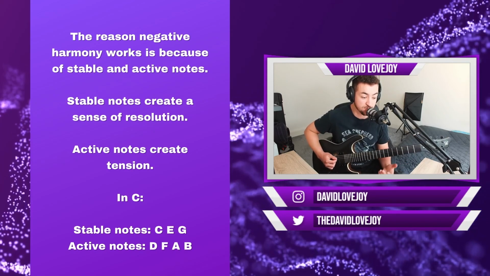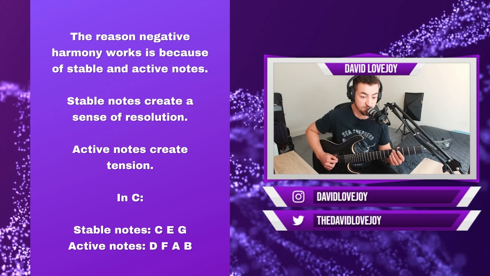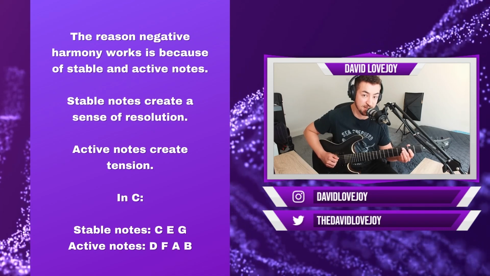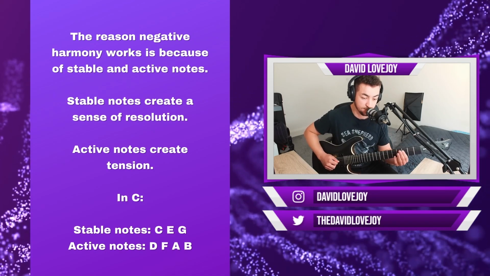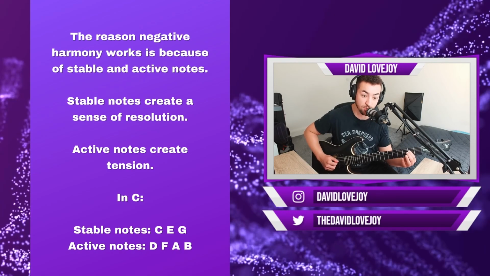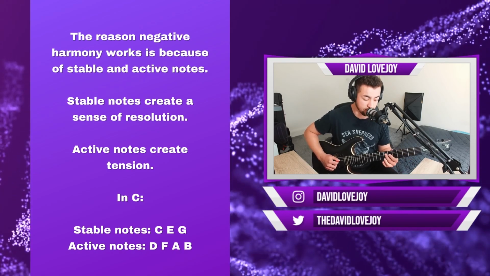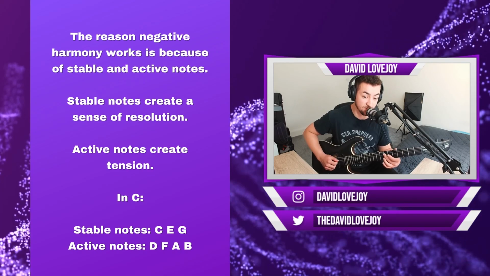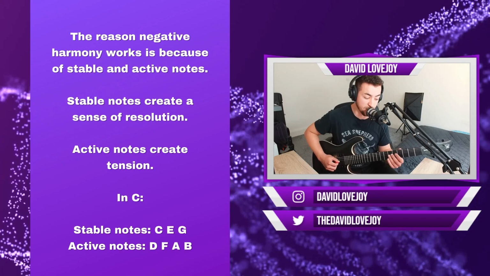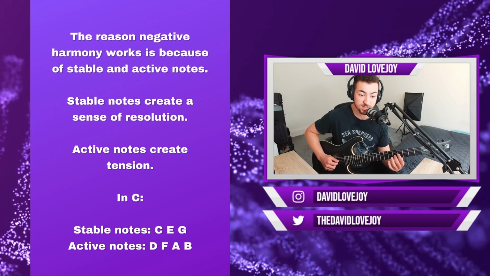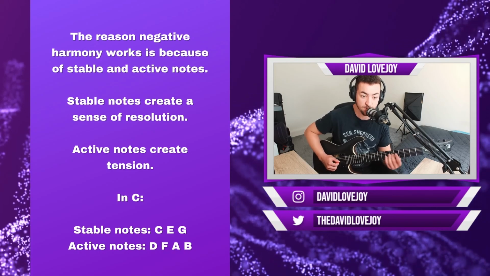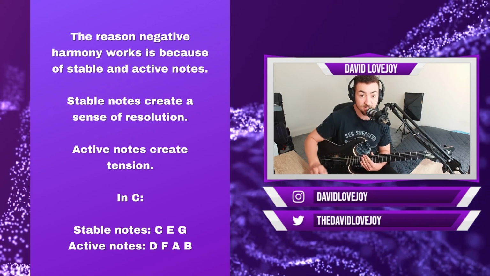So we've got the notes D, which wants to go to either E or to C. Then we've got F, which wants to go to E, which is a stable note. Then we've got A, which wants to go to G, which is a stable note. And then we've got B, which wants to go up to C. And C is the stable note that it wants to go up to. So that is how stable and active notes work.